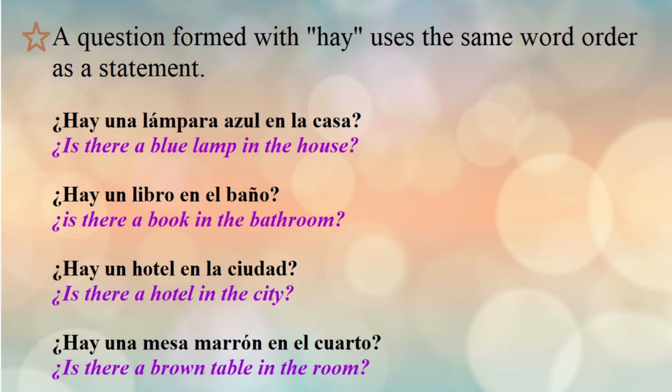¿Hay una lámpara azul en la casa? Is there a blue lamp in the house? ¿Hay un libro en el baño? Is there a book in the bathroom? ¿Hay un hotel en la ciudad? Is there a hotel in the city? ¿Hay una mesa marrón en el cuarto? Is there a brown table in the room?